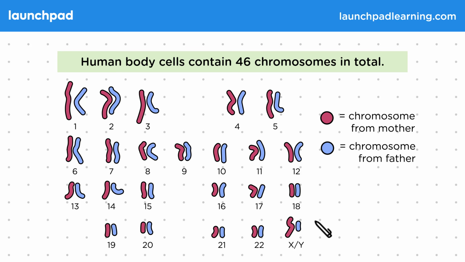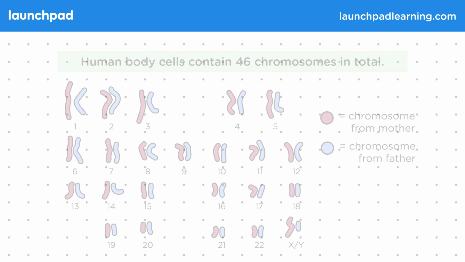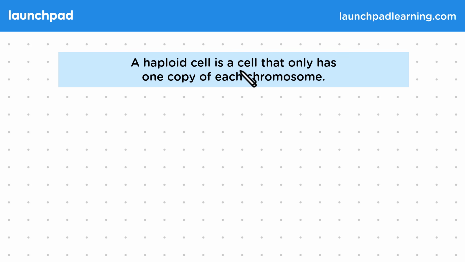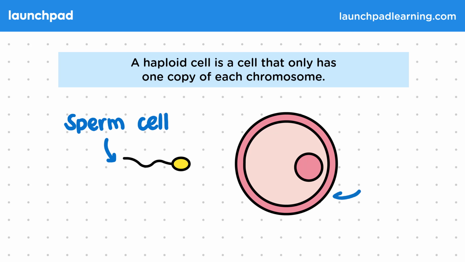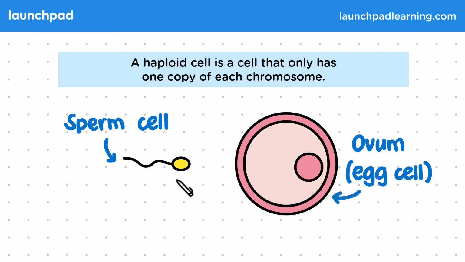Now let's take a look at a cell that only has one copy of each chromosome. A haploid cell is a cell that only has one copy of each chromosome. This diagram shows a sperm cell, and this diagram here shows an ovum or an egg cell. We can refer to these cells as gametes or sex cells. These are haploid cells. The chromosomes have been halved.